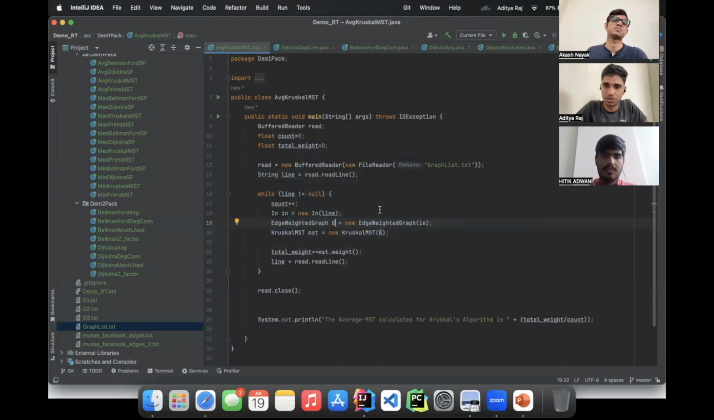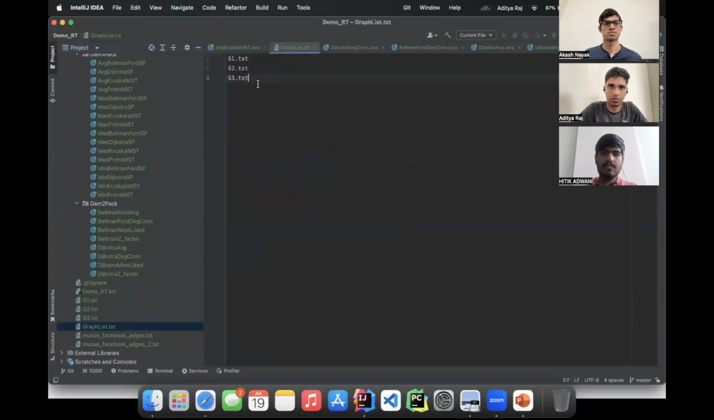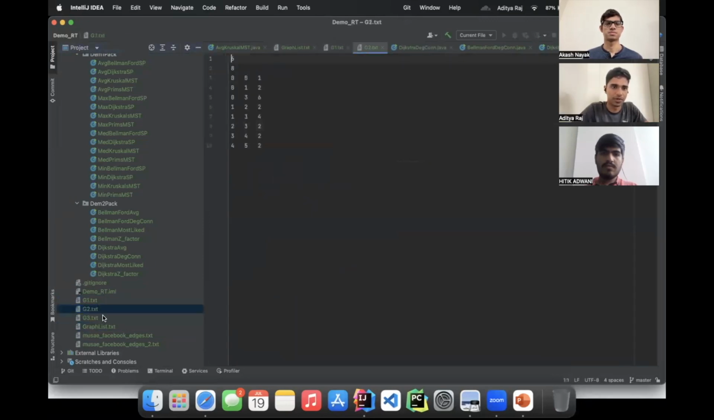So I'll be demonstrating our file reading system, which we have developed. We did this in order to automate everything, and we can have n number of graphs if required, and we can calculate the average, median, min, and apply all algorithms on it. What we have done is we have just created another text file which contains the file names for all of the other text files. So these text files are actually our data sets.